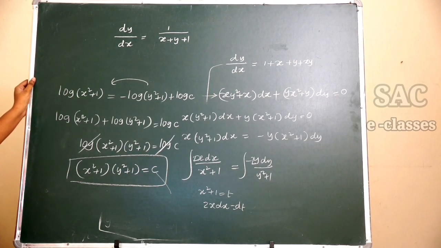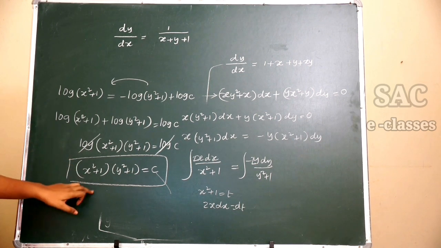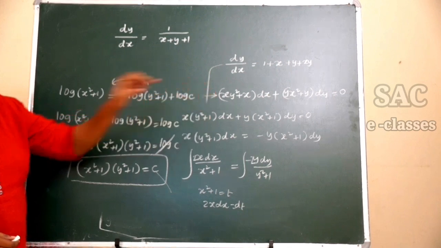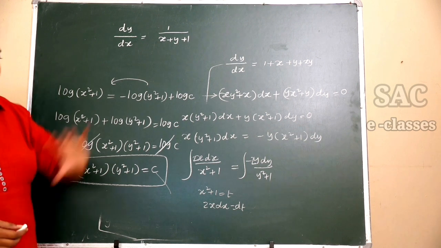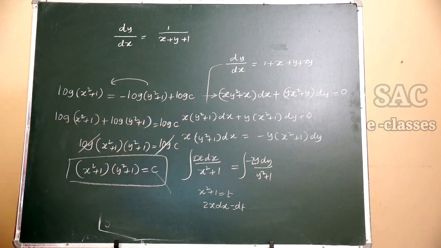So x square plus 1 into y square plus 1 equal to c is the solution for the differential equation xy square plus x into dx plus yx square plus y into dy equal to 0. This is also solved by the variable separable method. Let's move to our actual problem.